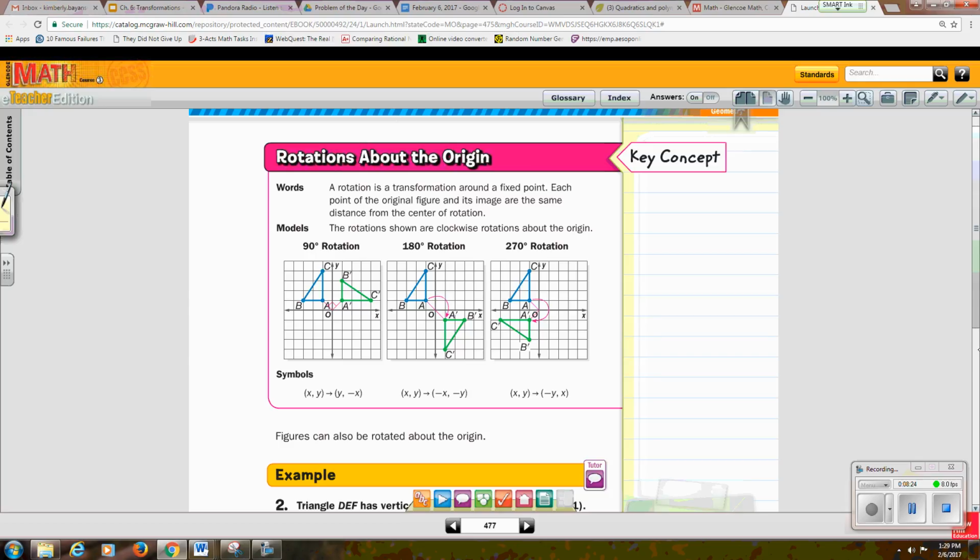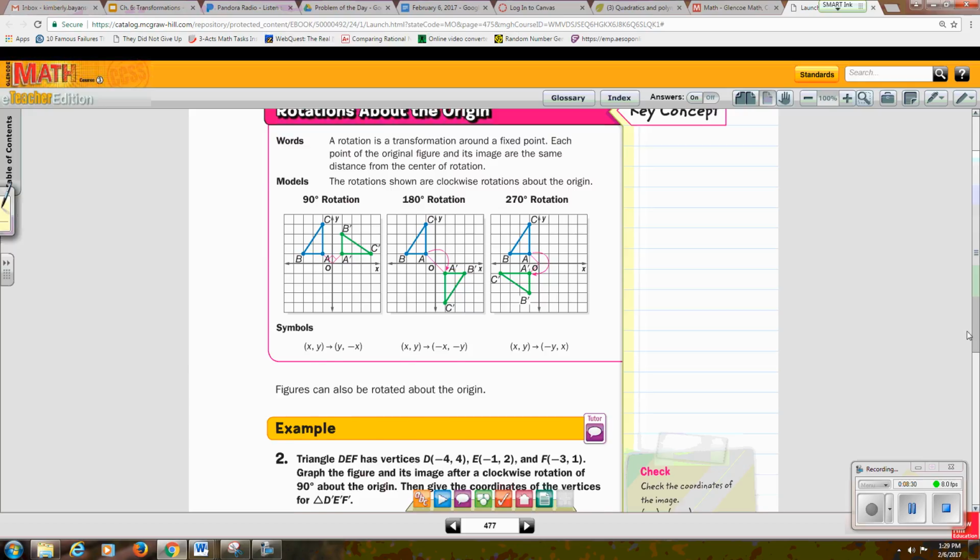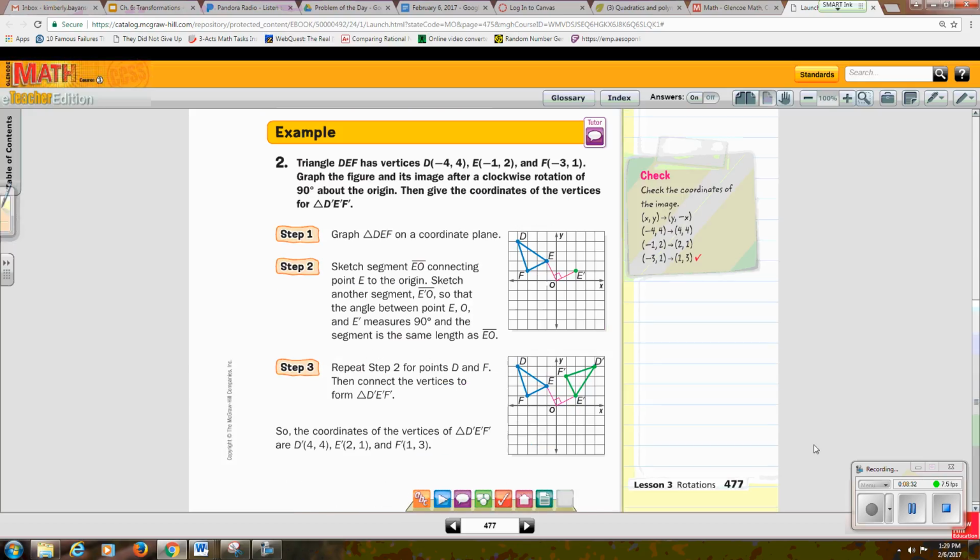We're going to do a couple of examples down below here. So here's our examples. I'm going to let you just look through that. Notice it's telling you the original vertices of a triangle, and then graph the figure after a clockwise rotation of 90 degrees, and then give the new coordinates. So here's the original figure, here's the rotation, and here are the new coordinates. All right, let's flip over to the next page, and we're going to do an example together, and that'll be it for the video.